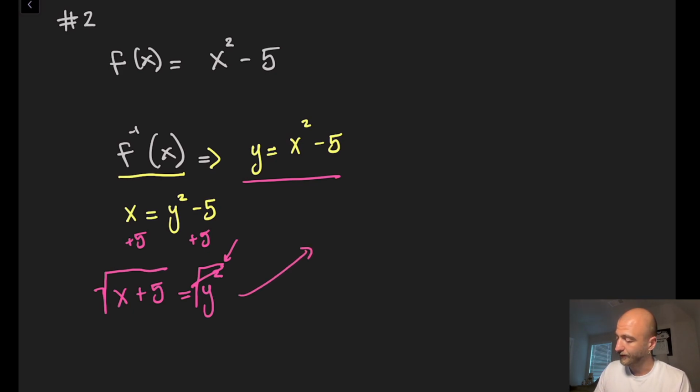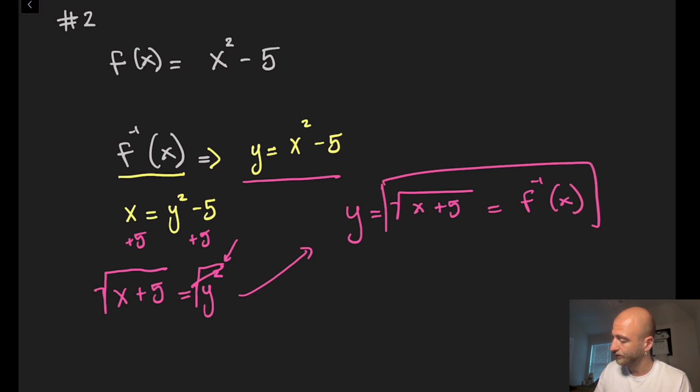That leaves us with just a y term on one side and the square root of x plus 5 on the other side. What's nice about this is that this is literally our inverse function, the square root of x plus 5. Inverse, checkmate.